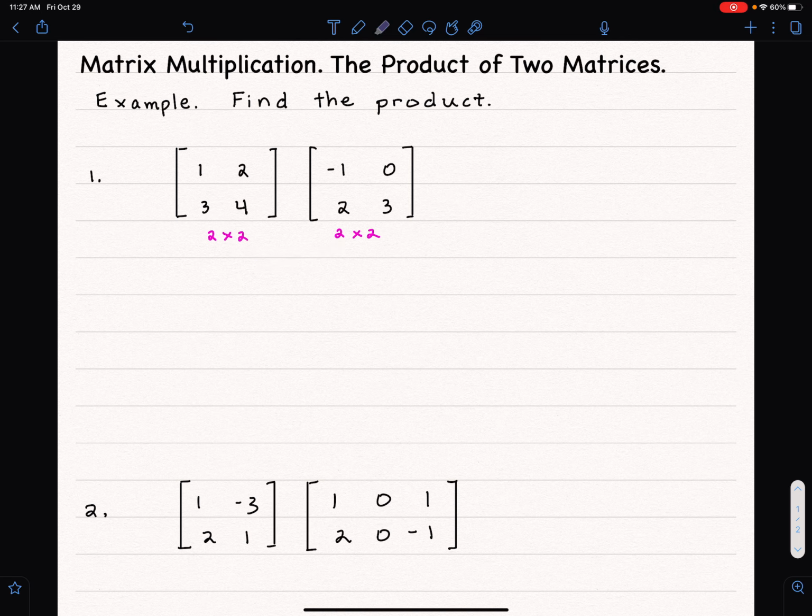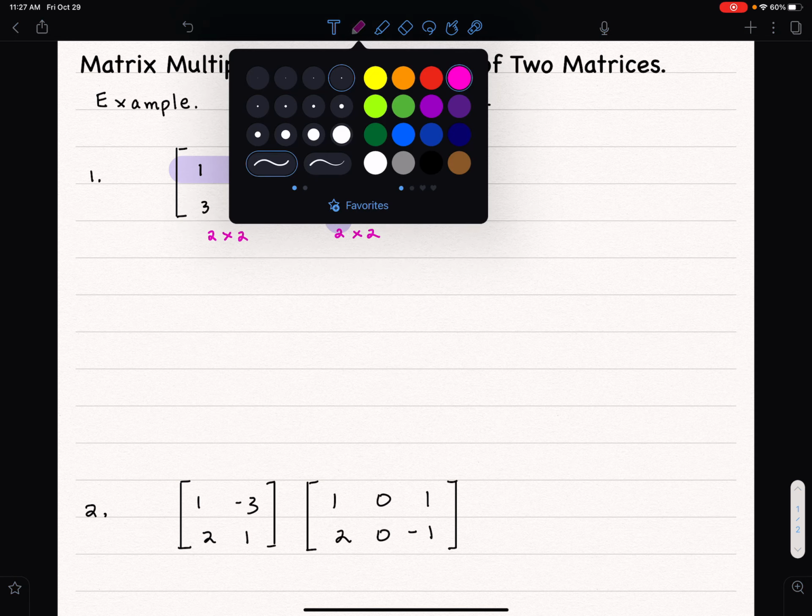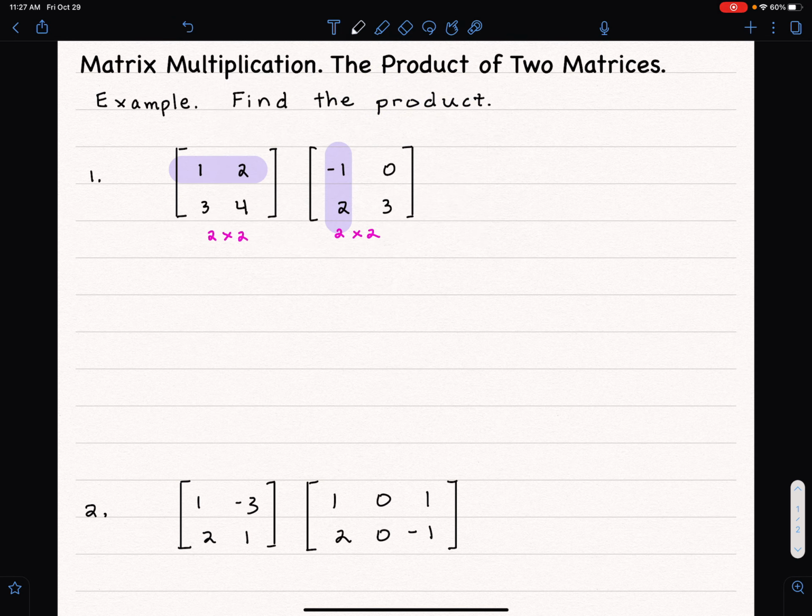Now, let's see if I can explain this. I'm going to start off with the first row on the left, and I do a dot product with the first column on the right. You wouldn't have to start that way, but I think it's pretty standard to start on the top up here. And what we do is we do a dot product.